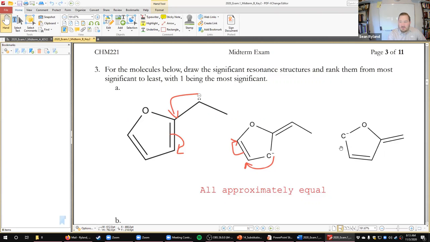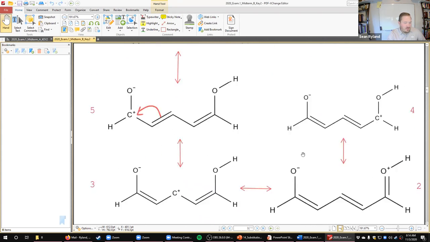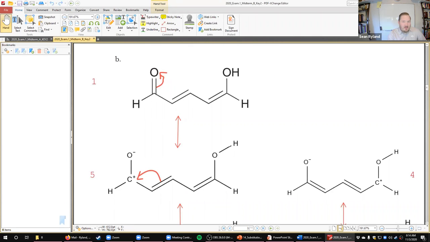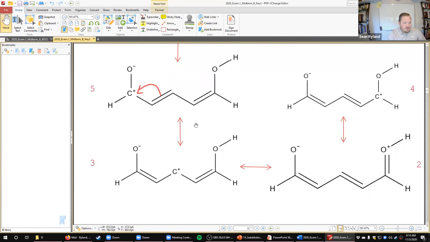The oxygen can't participate at all because the oxygen can only be giving electron density, and we already have extra electron density in here because we're moving the negative charge into the ring. These are all going to be approximately equal. Although if you messed that up, I did not grade down on that because you guys were looking for 1, 2, 3 on these, so I was not too harsh on that. And then I think all three of the tests had the same part B. So same logic.